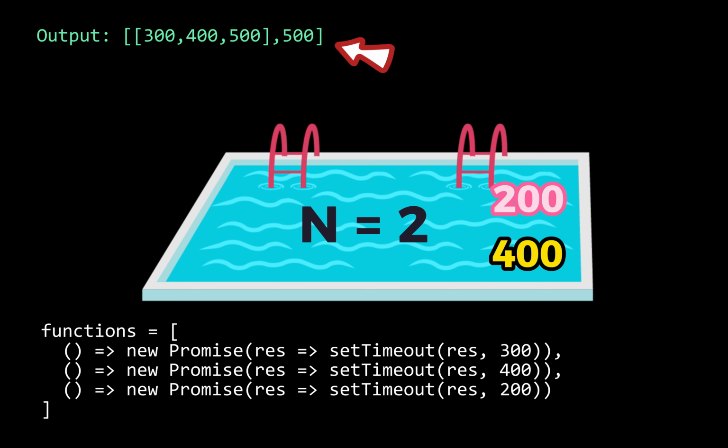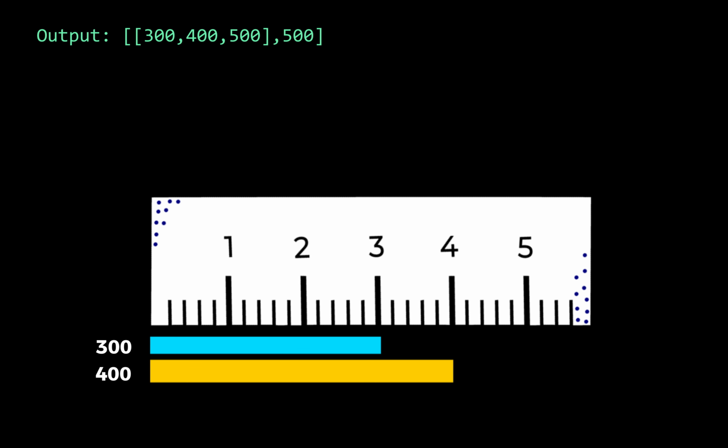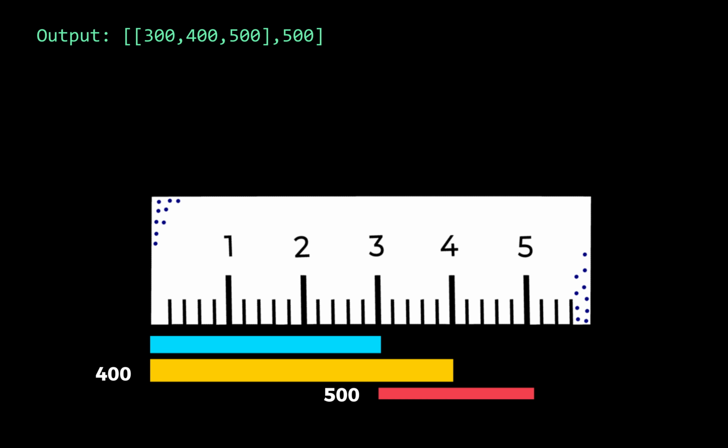The output from LeetCode is just for visualization. It's not the actual output you should return. You just need to execute your promises in a specific order. As you can see, the first promise will be executed in 300 milliseconds, the second one in 400, and the third one in 500 milliseconds.